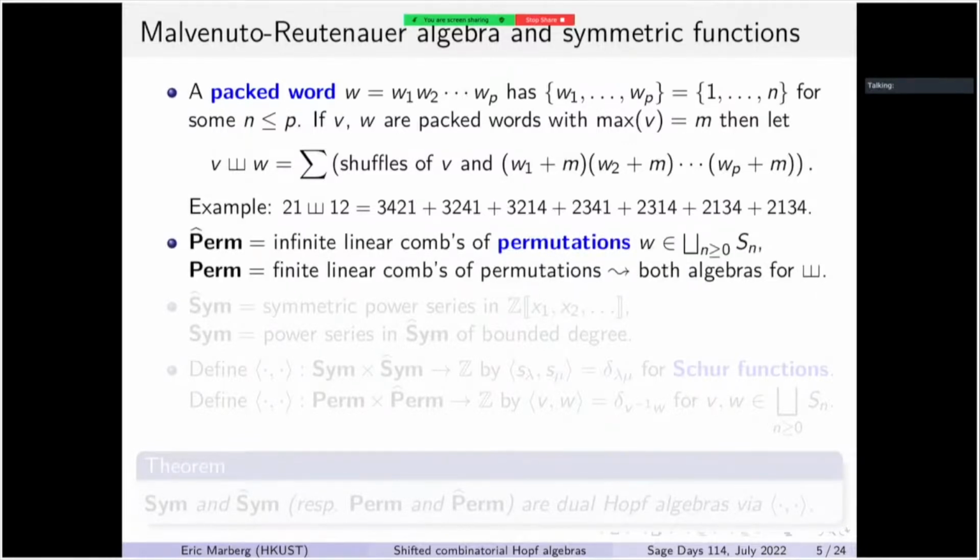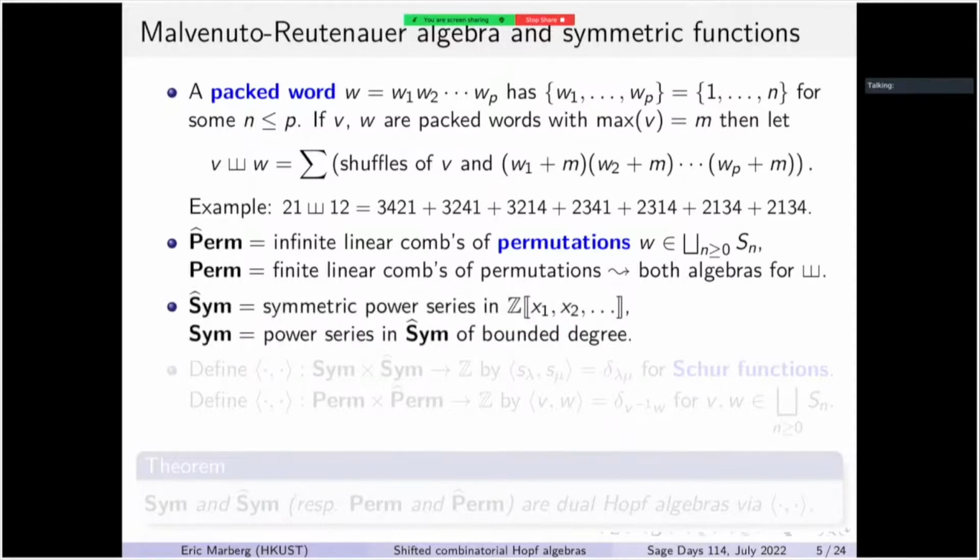So for this shuffle product, we have two natural algebras. You could take all packed words, and that's going to form an algebra, and that's in Sage. But I want to take a slightly smaller set where I just take permutations of arbitrary symmetric groups. So these are just words that contain every letter from 1 up to n exactly once. And I'm going to have two versions of this. One is where we allow infinite linear combinations, and one where we just take finite linear combinations. So that's our first algebra of the day.